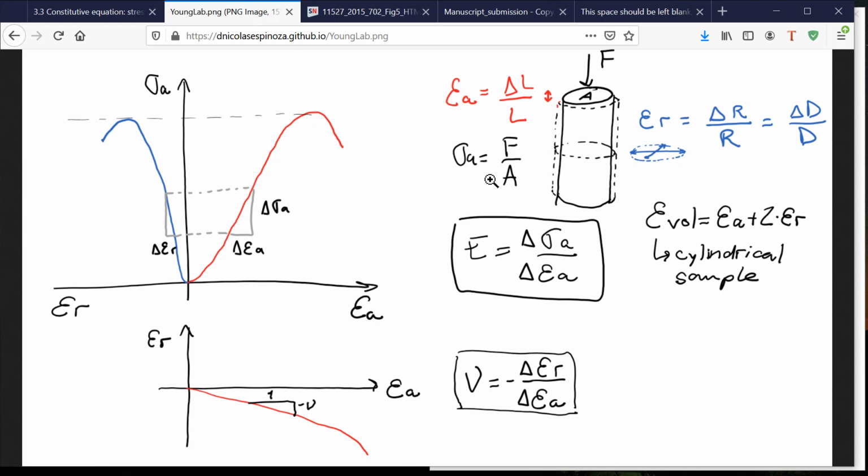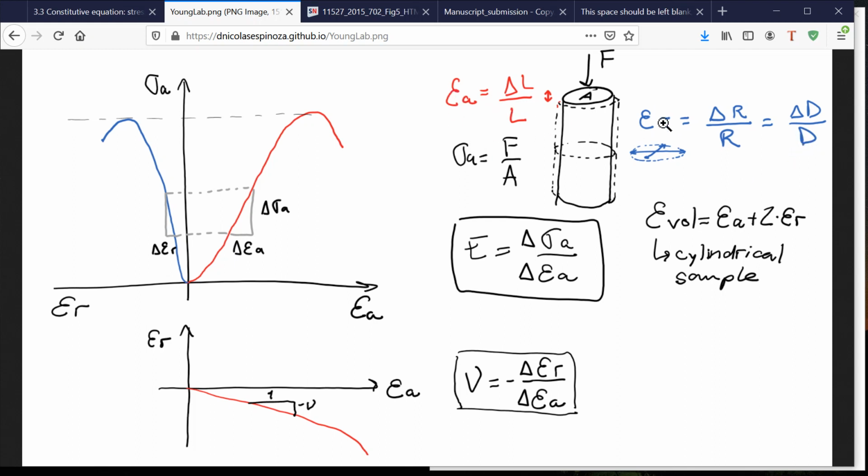The stress is going to be equal to the force divided by the area. The axial strain, or strain along the axis, is going to be the measured shortening, delta L, divided by the original length of the sample. And the radial strain is going to be the change of radius divided by the original radius, or what is the same, the change of diameter divided by the original diameter.